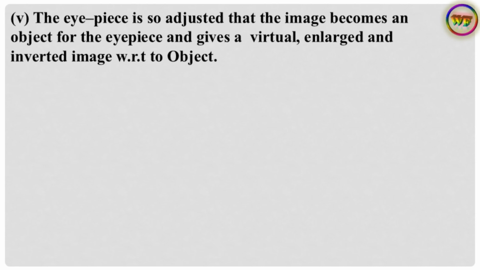Point 5. The eyepiece is so adjusted that the image becomes an object for the eyepiece and gives a virtual, enlarged and inverted image with respect to the object.